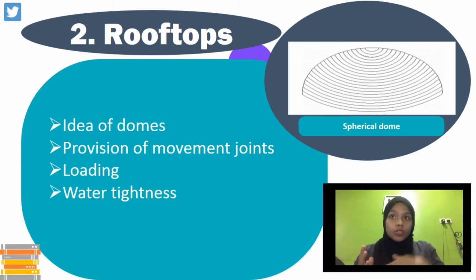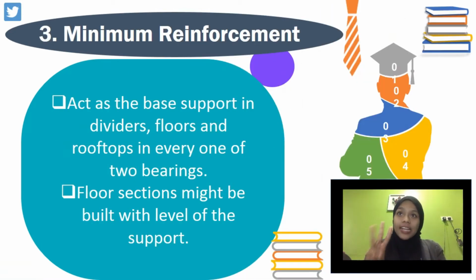Okay, so the second one is the rooftop for cylindrical water tank. Some of the things that we should consider for design the rooftop for cylindrical water tank is the idea of domes, the provision of movement joints, the loading, and also the water tightness. Okay, so the third one is minimum reinforcement. Minimum reinforcement acts as the best supports dividers, floor, and rooftops in every one of two bearings.